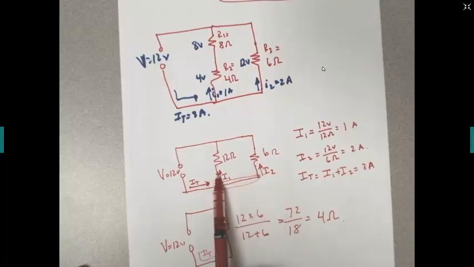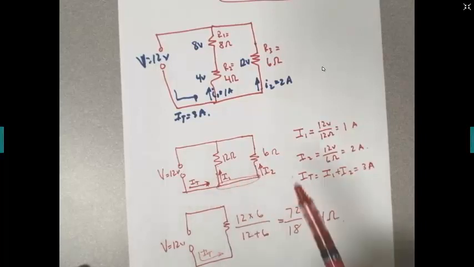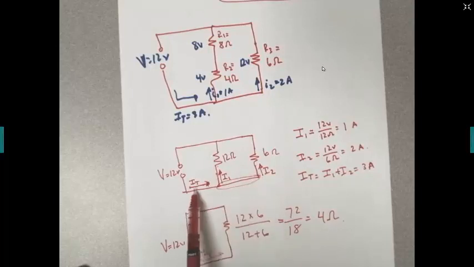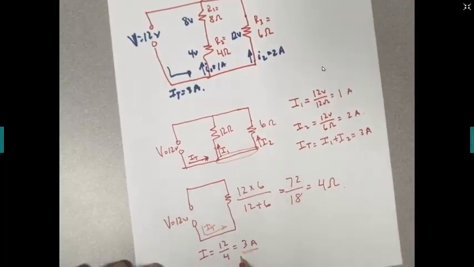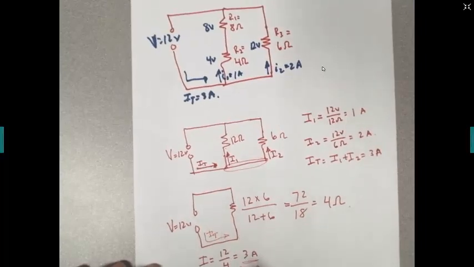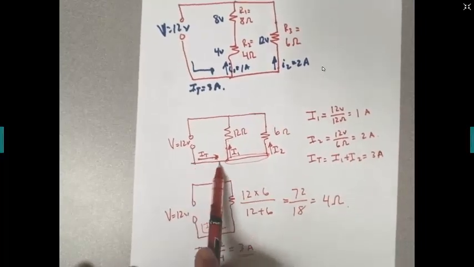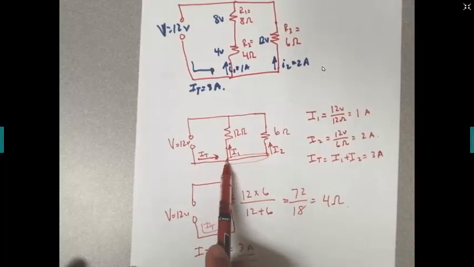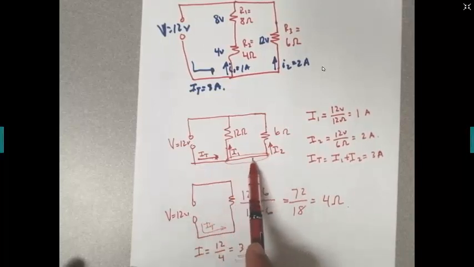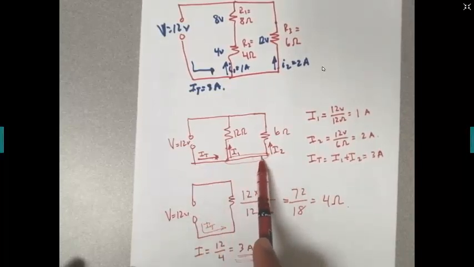So the current here is 1, the current here is 2, which if we add them together, we get the total current of 3 amps that we have previously calculated here. So the total current is 3 amps, and it gets split like this. It goes 1 amp here, and 2 amps go this way.